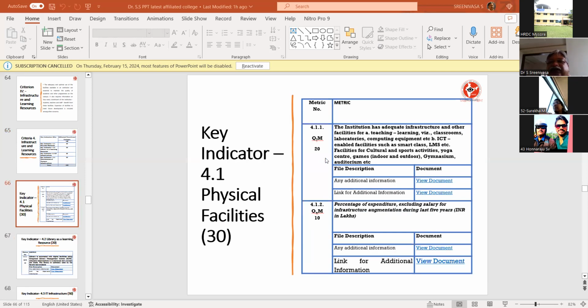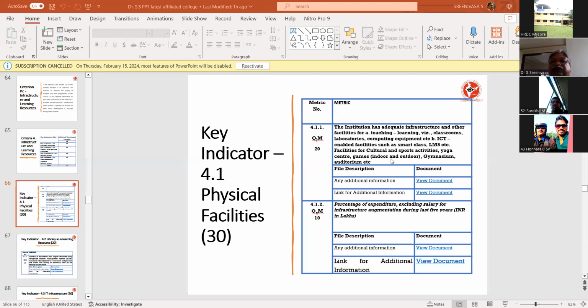The first question is 4.1.1. This is a qualitative metric. The institution has adequate infrastructure facilities for teaching and learning: classrooms, laboratories, computing equipment, ICT-enabled facilities such as LMS, etc. Whether your institution has these, you have to write in 500 words.